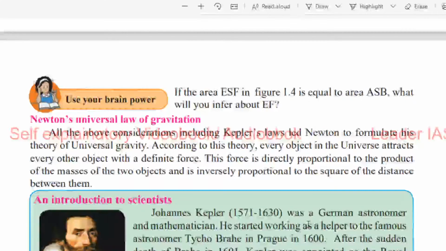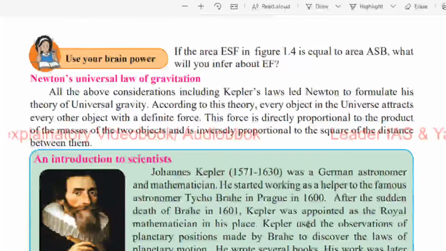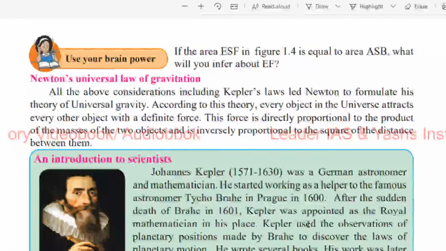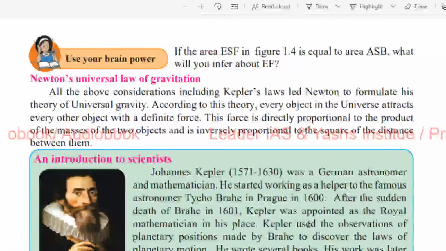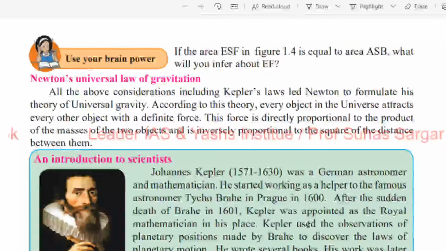Newton's universal law of gravitation. The next topic is Newton's universal law of gravitation. All the above considerations, including Kepler's laws, led Newton to formulate his theory of universal gravity. According to this theory, every object in the universe attracts every other object with a definite force. This force is directly proportional to the product of the masses of the two objects and is inversely proportional to the square of the distance between them.